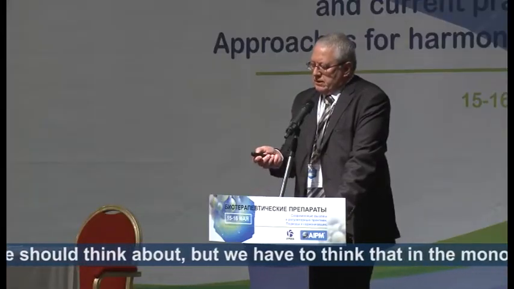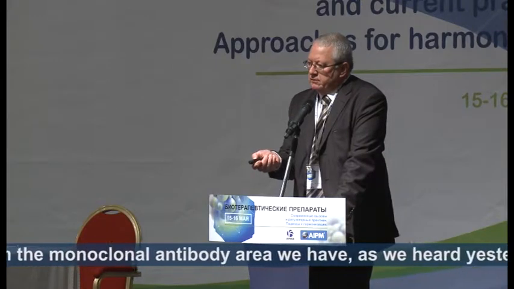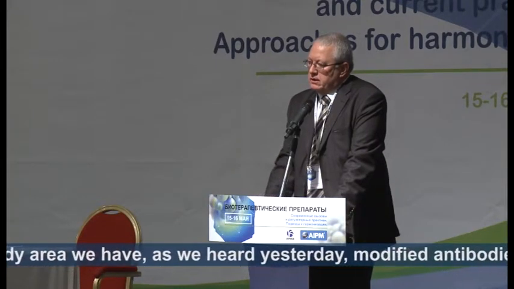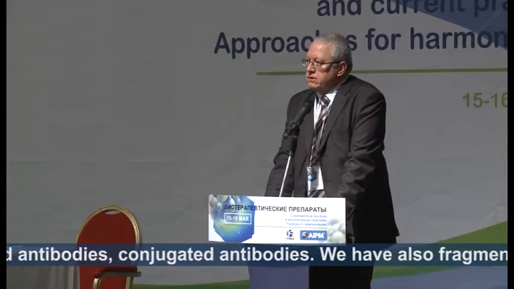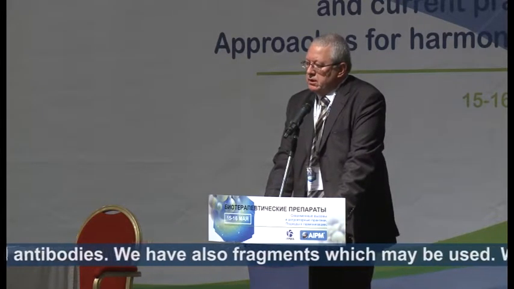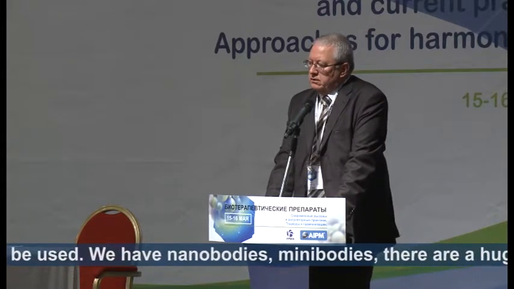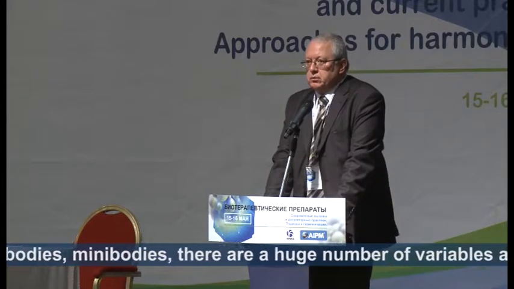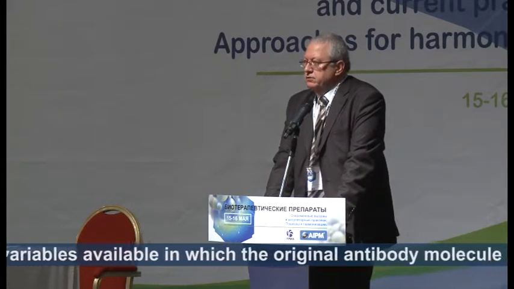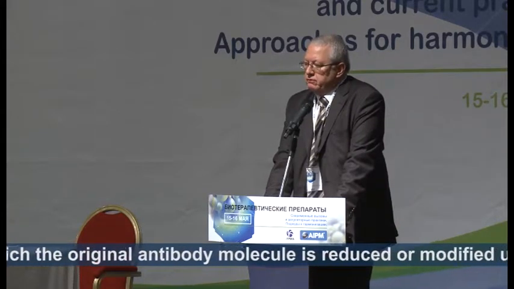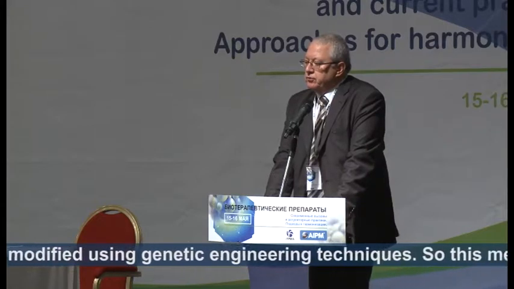And there are a few general statements. I don't want to go into details. You will have the slides. Of course, they are macromolecules, so there are no very specific issues we should think about. But we have to think that in the monoclonal antibody area, we have, as we heard yesterday, modified antibodies, conjugated antibodies. We have also fragments which may be used. We have nanobodies, mini bodies.